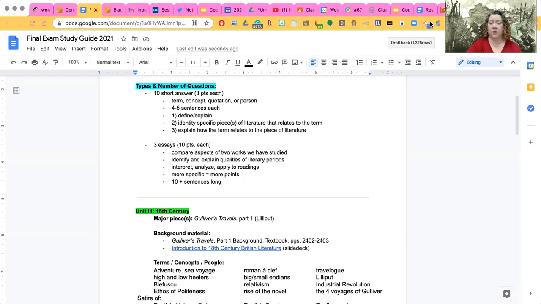So on the final, you're going to want to make sure that you do all 3 of those things. That was written out on each question so that you could remember to do all 3 of those things for each one of those. Then there will be 3 essays, which are longer responses. They're not really essays, but they're 10 sentences long. You might be asked to compare aspects of 2 works, explain the qualities of literary periods, that kind of thing. So that's pretty much the structure of the exam.